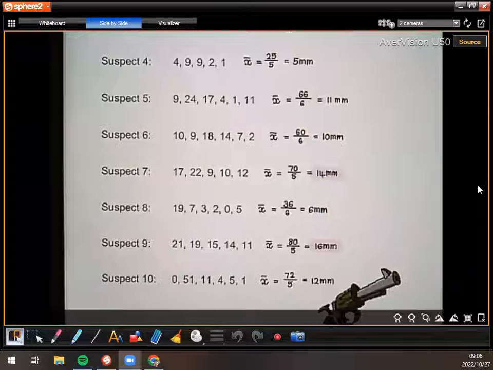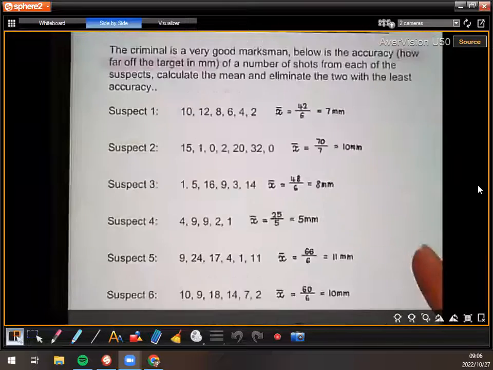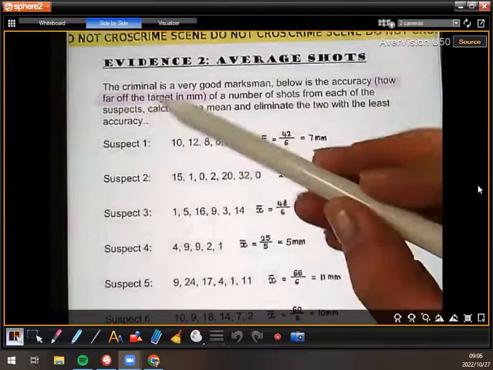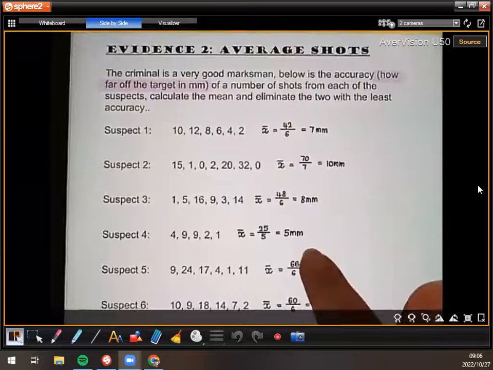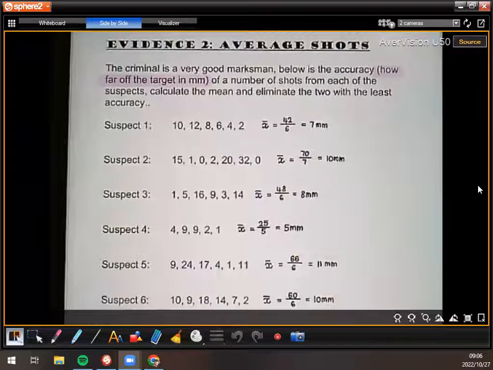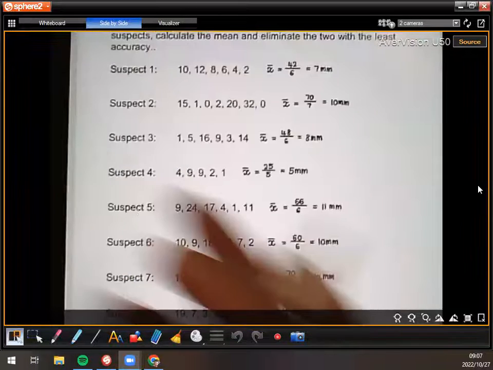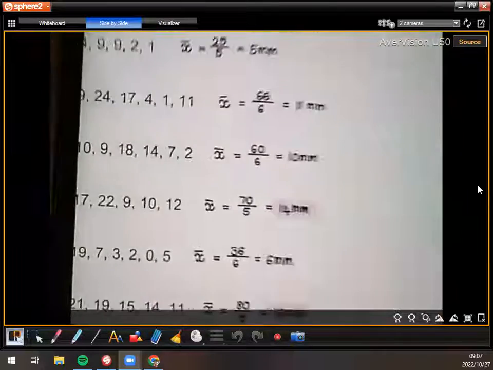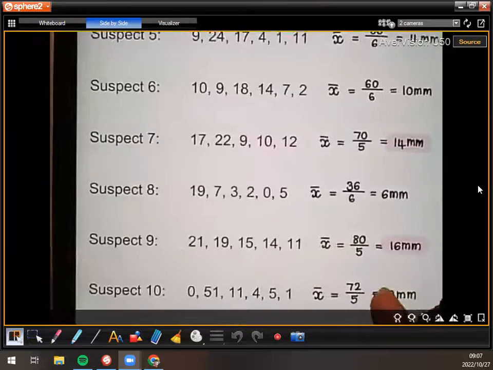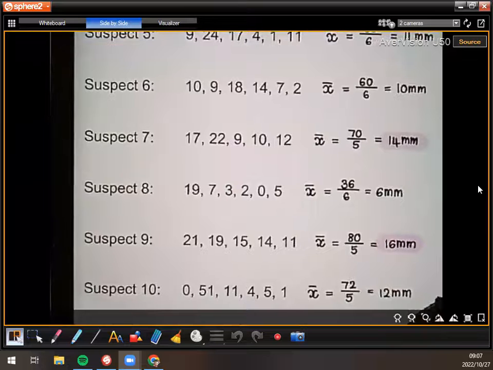Okay, it was important that you read in the description that they said how far off the target in millimeters. So guys, if you are 5 millimeters off target on average, that means you are a good shot. Hey, that's fine. But the biggest 2 values here were 14 millimeters and 16 millimeters. So that was for suspects 7 and 9. Does that make sense, guys? The bigger average is actually the one that is further off target.